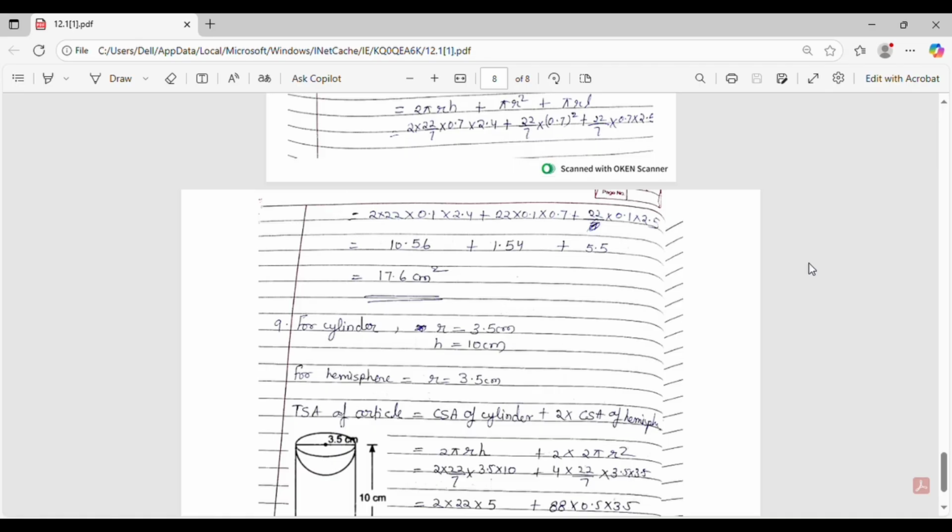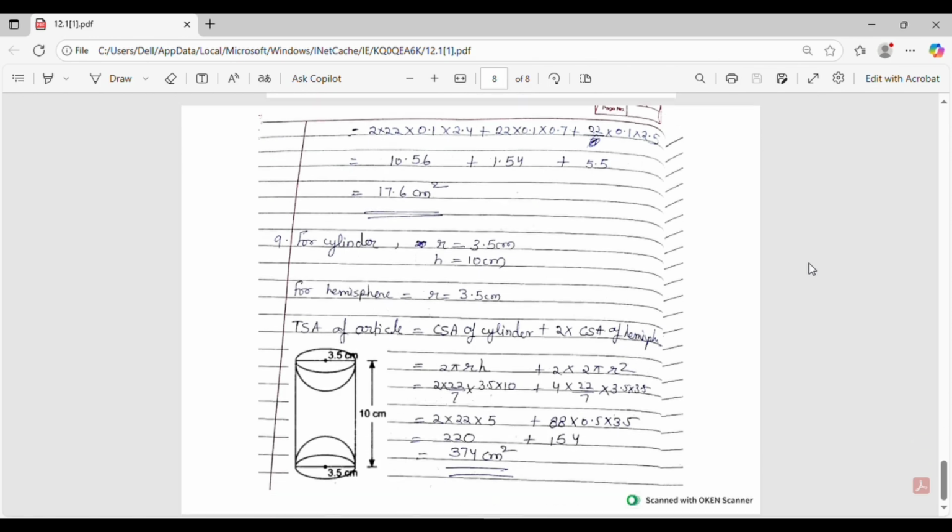Question number 9. A wooden article was made by scooping out a hemisphere from each end of a solid cylinder as shown in the figure. If the height of the cylinder is 10 centimeter and its base radius is 3.5 centimeter, find the total surface area of the article.